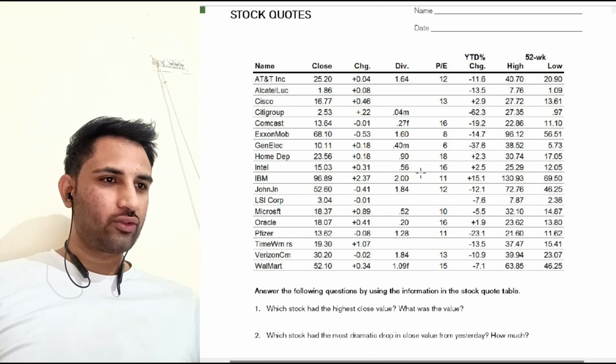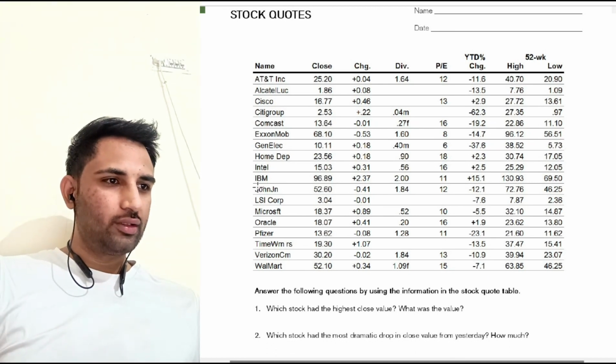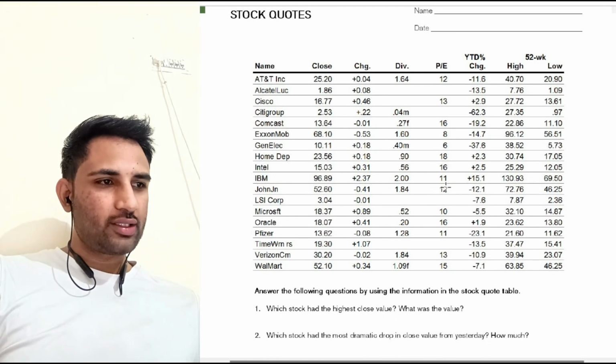Next one is Johnson & Johnson. Closing price is 52.60. Change is $0.41. Dividend is 1.84 per share. Profit earning ratio is 12. Year to date changes negative 12.1. 52 week high and low are 72.76 and 46.25.